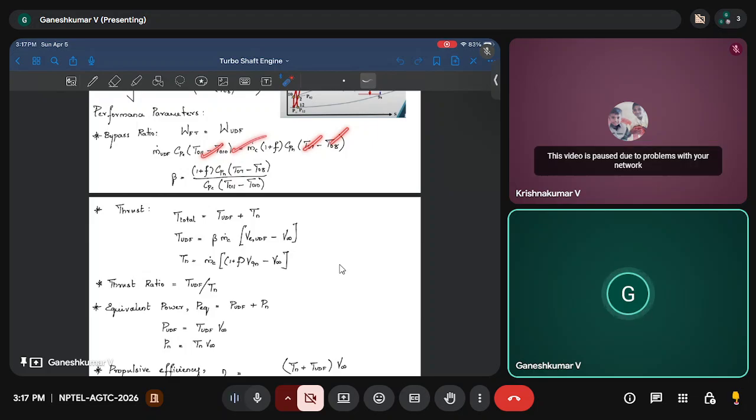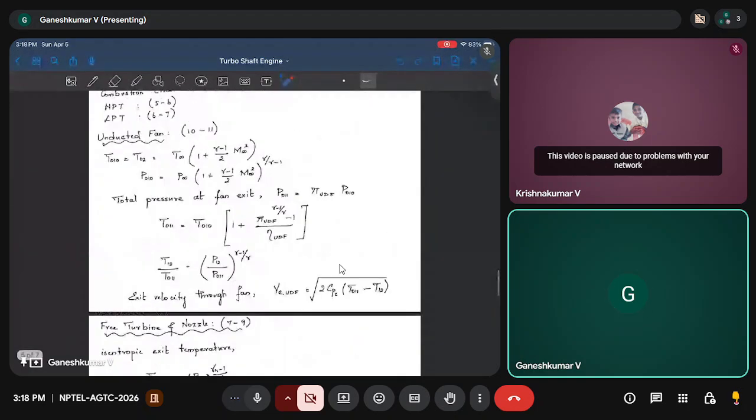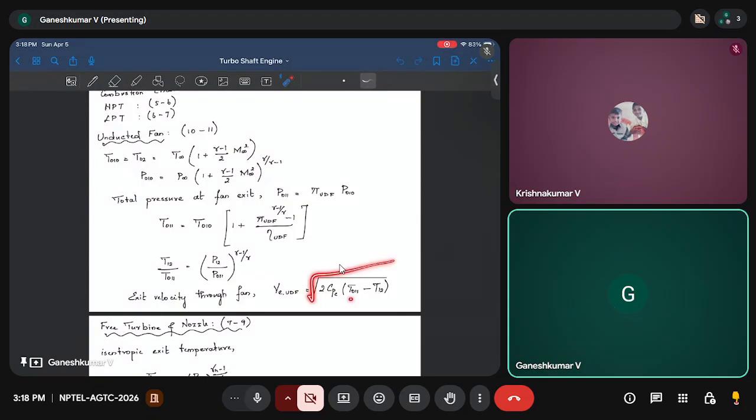Okay, and the total thrust is going to be thrust through the unducted fan plus thrust through the nozzle. So the unducted fan thrust is beta m dot A times (V, the velocity at the exit of the unducted fan, minus V). VE, we already found from here, the exit velocity through the unducted fan. It is nothing but the total energy change, right? So this is equal to square root of 2 CPC times (T naught infinity minus T12). So how do you get this relation? This is nothing but VE UDF squared by 2 equal to CPC times delta T.